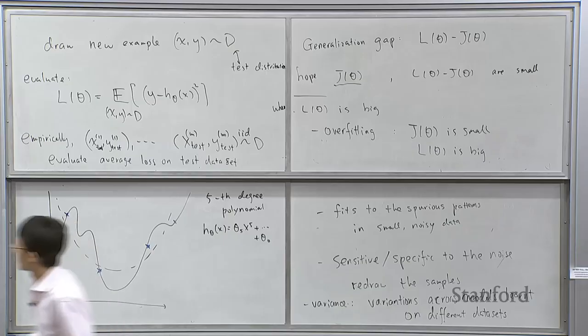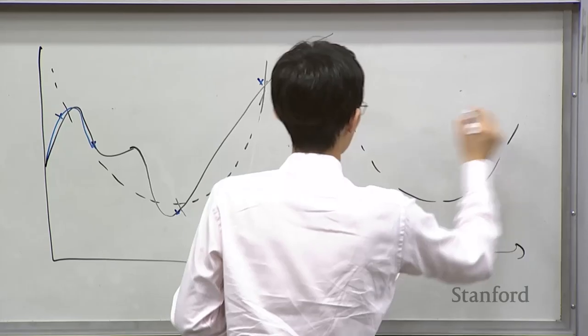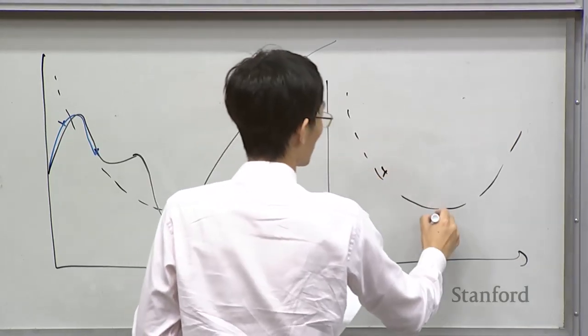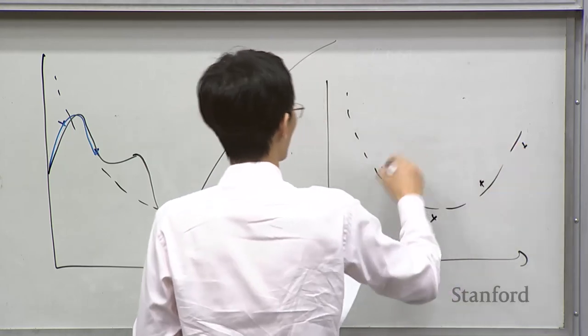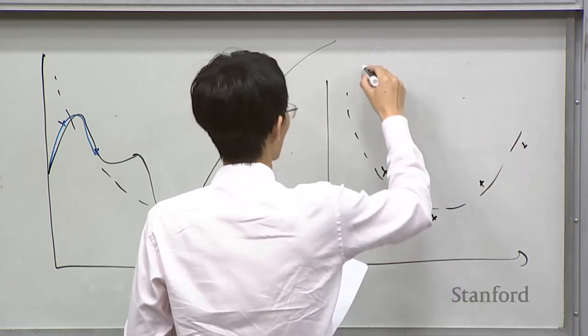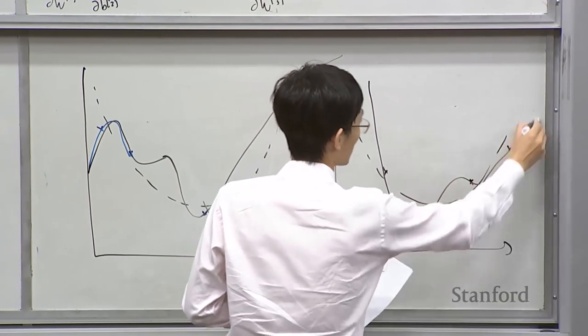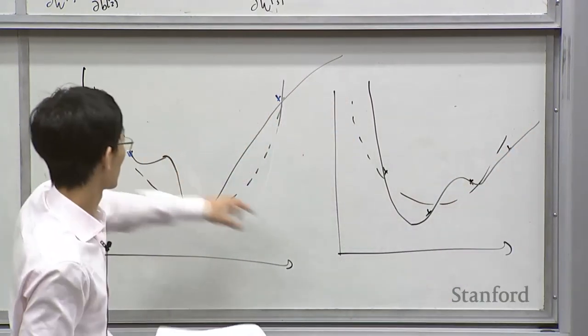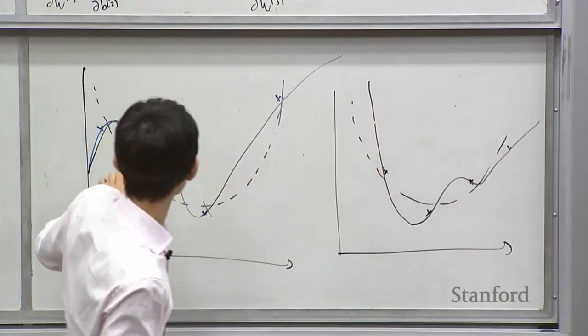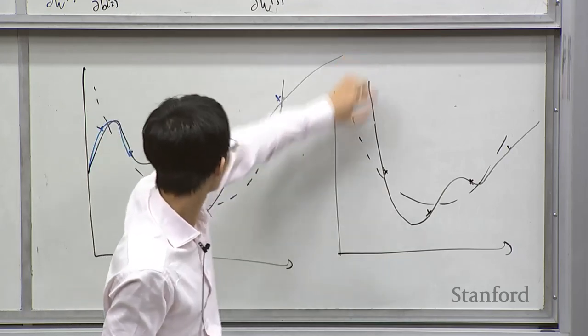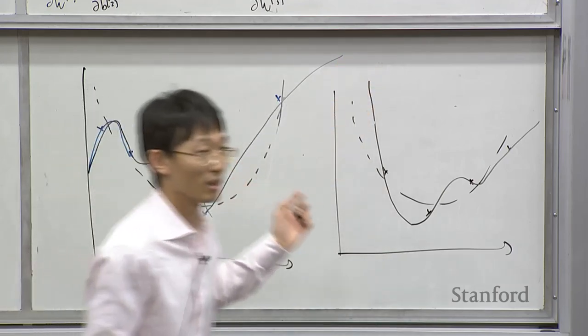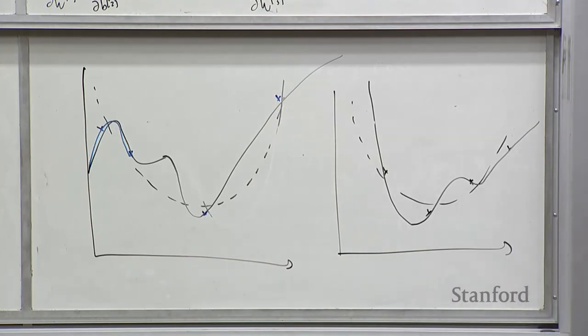Right, so maybe, for example, if you get a new data set, you get something like maybe here, and maybe you're gonna learn something very different, maybe something like this. At least you can see this one is very different from this one because on the left-hand side, here you're going up, here you're going down. So that suggests that you have large variance.